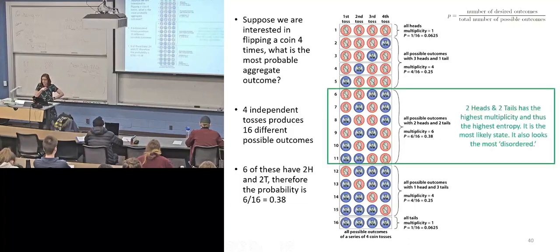2 heads and 2 tails has the highest multiplicity. It also has the highest entropy. It's the most likely outcome, the most probable outcome. It also looks the most disordered. Okay.